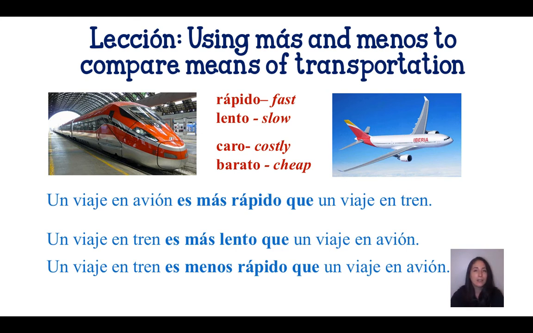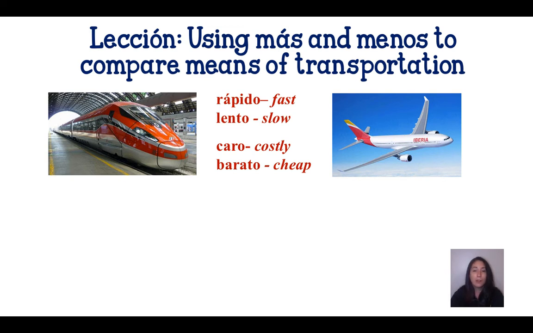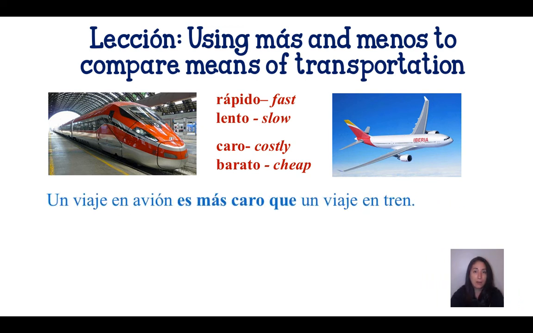Okay, let's take a look at another example, and this time we're going to talk about the price of a trip. When comparing and contrasting the price of a trip between a plane and a train, the plane is usually more expensive than the train. So let's talk about how we can express this using más and menos. First, let's talk about using más. With the adjective caro, we could say un viaje en avión es más caro que un viaje en tren. This sentence is saying that a trip by plane is more expensive than a trip by train.